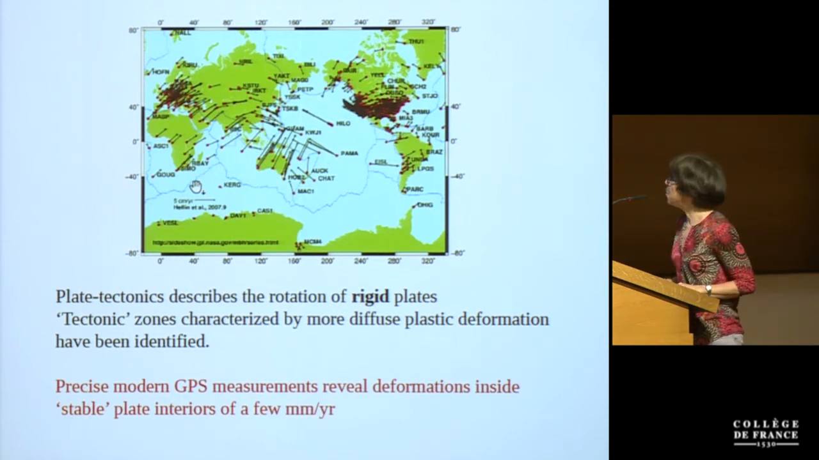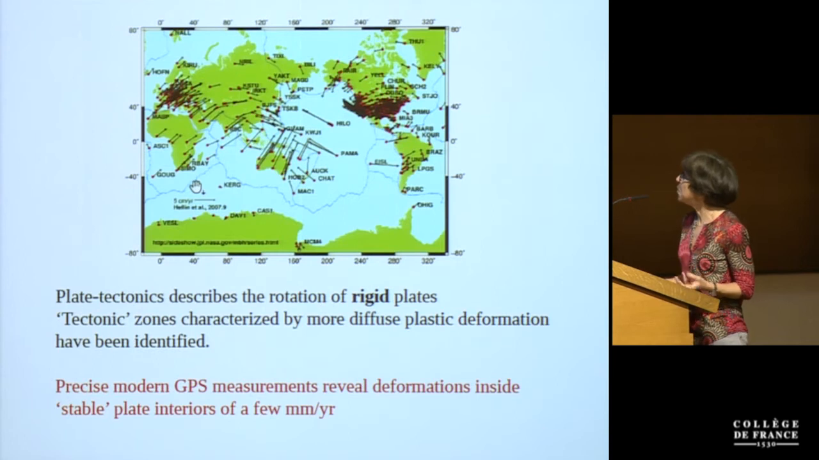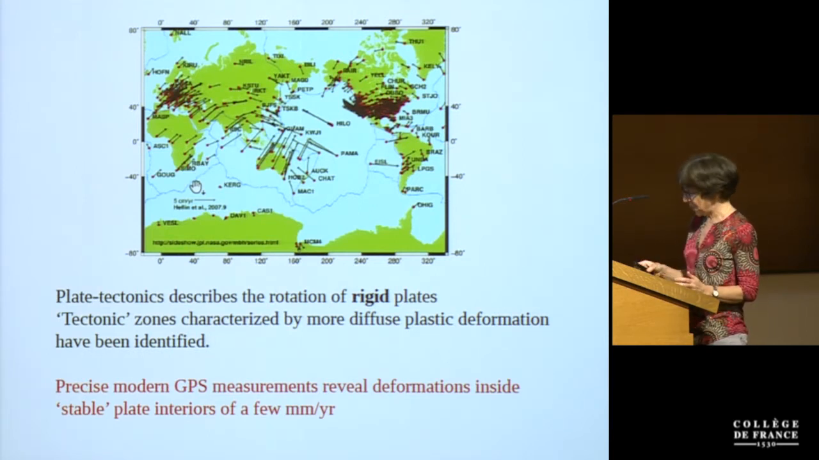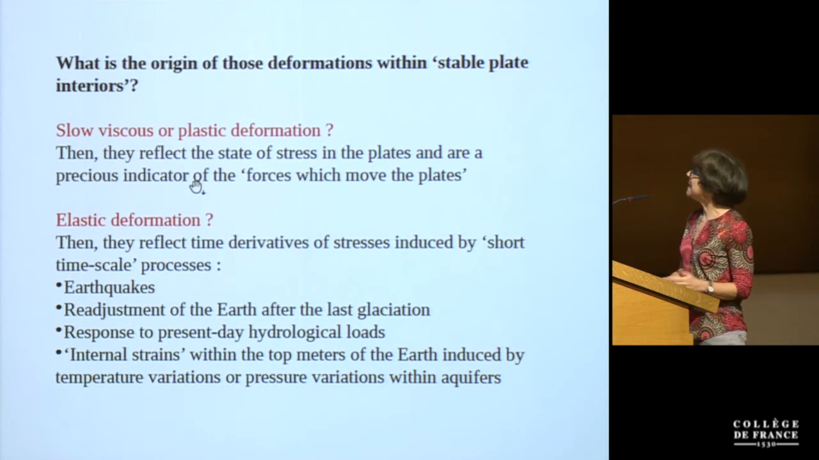We saw yesterday how plate tectonics was discovered, and plate tectonics at the beginning was describing the rotation of rigid plates. Then tectonic zones of more diffuse plastic deformation have been identified. Now we have very precise modern measurements of the deformation within the plates. We can measure velocities at the scale of a millimeter per year, and there are still deformations inside what can be named stable plate interiors. And this is mainly what I will talk about today. And the question is, what is the origin of those deformations within stable plate interiors?